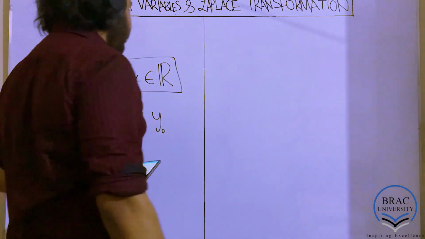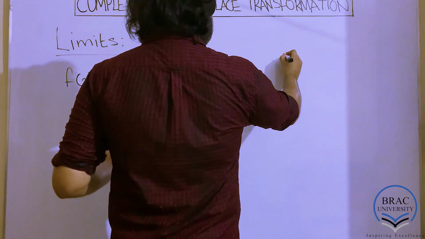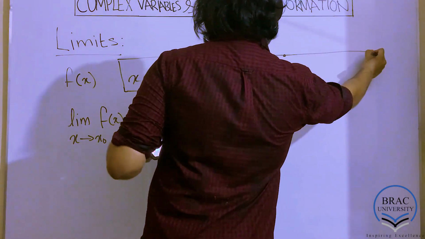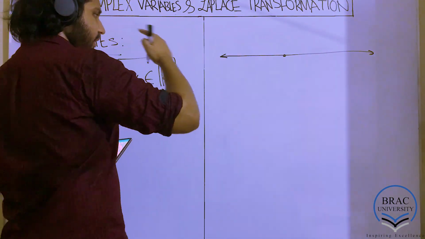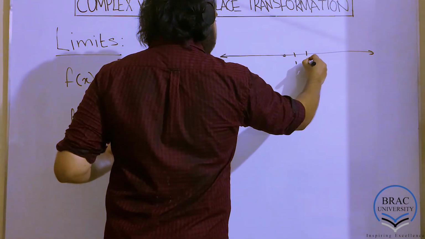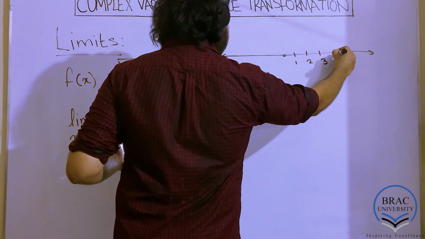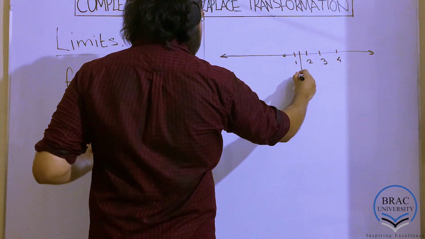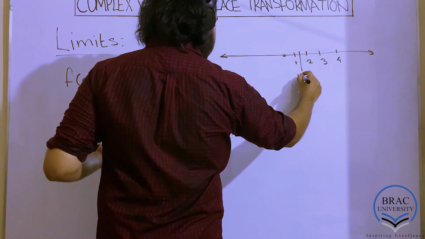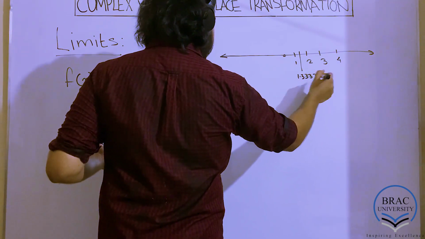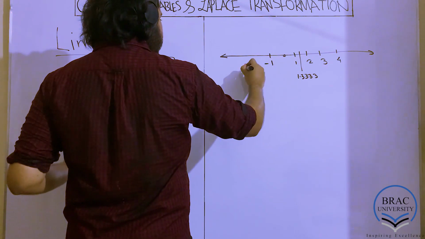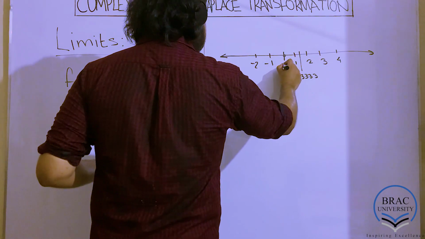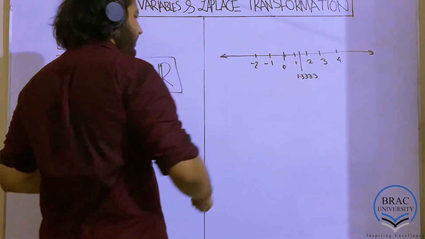For the real number case, remember, real numbers are simply numbers in a straight line. Here you have one. I've talked about this extensively in the first video, the real number line. Here you could have repeated decimals, like 1.33333. You could have negative numbers, -1, -2, and so on and so forth. And here you have the origin, 0. This is what is called the real number line.